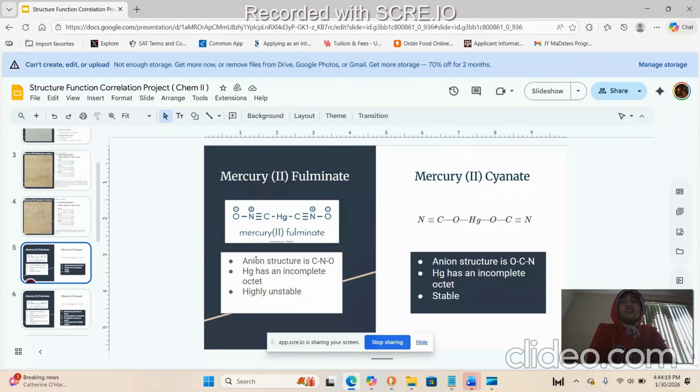Today I'm also going to be talking about the differences between mercury 2 fulminate and mercury 2 cyanate. So the anion structure for mercury fulminate is CNO. The mercury has an incomplete octet and the compound is highly unstable. Whereas in mercury 2 cyanate, the anion structure is OCN. So there's oxygen, carbon, and nitrogen. Mercury has an incomplete octet and the compound is stable.